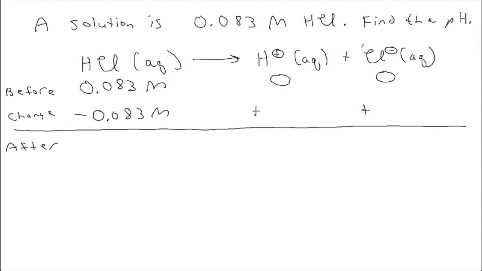all of the stoichiometric coefficients here are 1s. If 1 mole of HCl ionized, that would produce 1 mole of proton and 1 mole of chloride. If 2 moles of HCl ionized, that would give us 2 moles of protons and 2 moles of chloride. In this case, how much of the HCl is ionizing? 0.083 moles. So how much H plus is that going to create? What's going to be the change in the H plus?